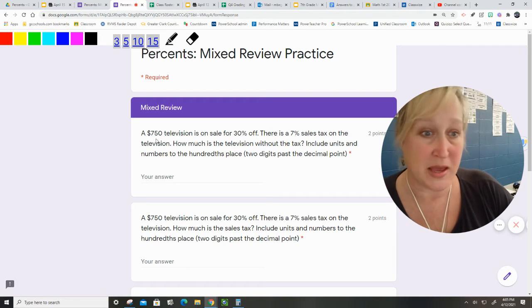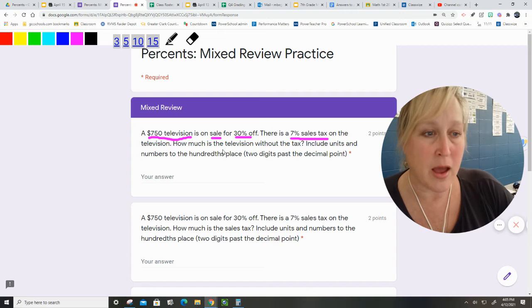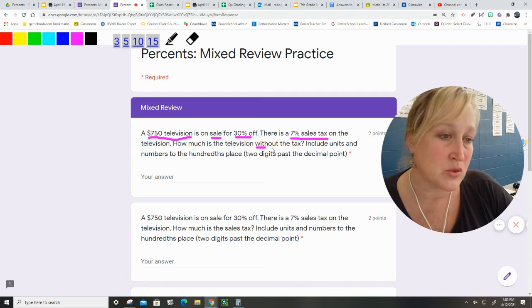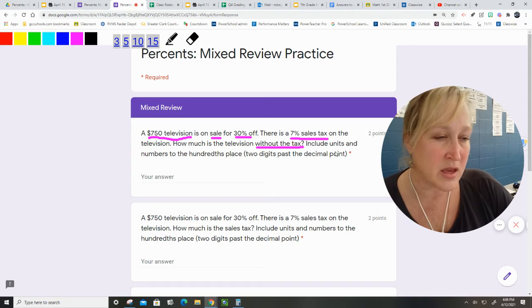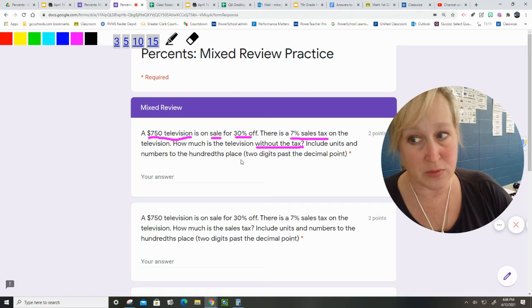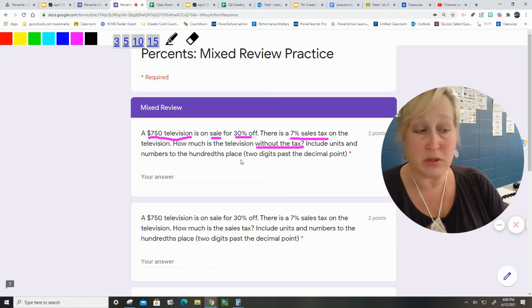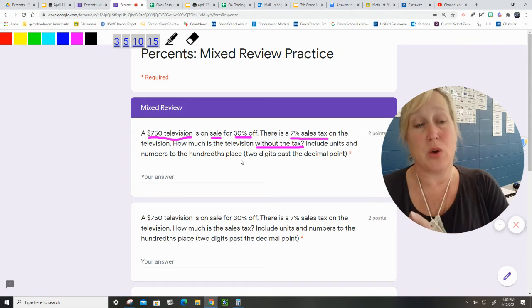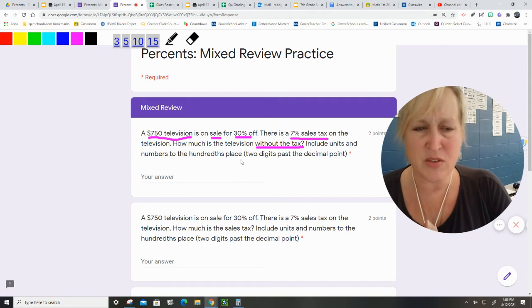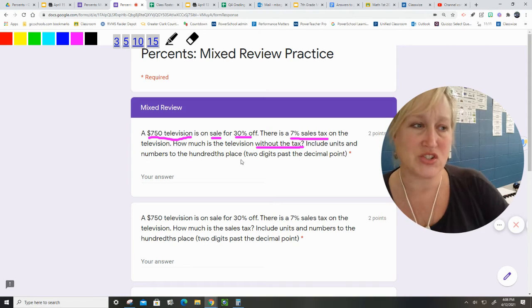So let's begin. A $750 television is on sale for 30% off. There is a 7% sales tax on the television. How much is the television without the tax? Include units and numbers to the hundreds place. So as a good reader and a good mathematician, I'm going to read what they are wanting to know. Right now, they really don't want me to add the tax on. They just want to know what the sale price is. So that 7% is not needed to solve this particular question.